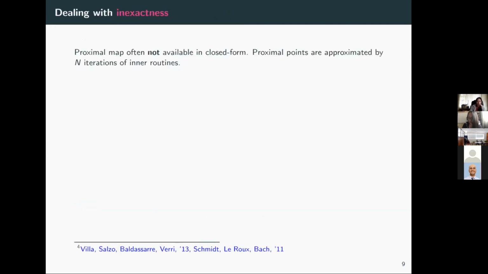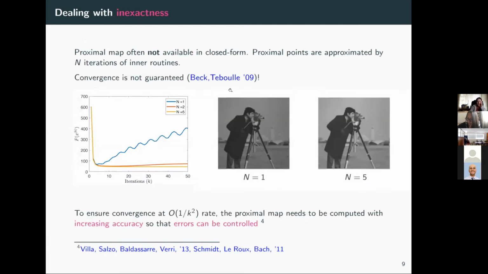So what about inexactness? I mentioned this as another issue. The proximal map, as I said, is often not available in closed form, so you need to approximate proximal points by means of capital N iterations of inner routines. In this paper by Beck and Teboulle a few years ago, they look at a TV deblurring problem, so TV and a blur operator as the one motivating your inverse problem.